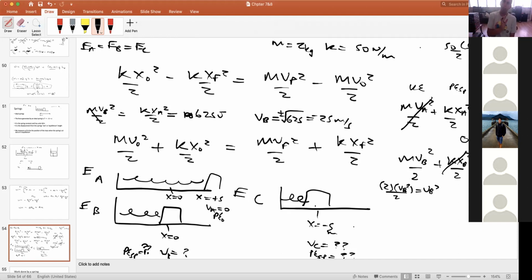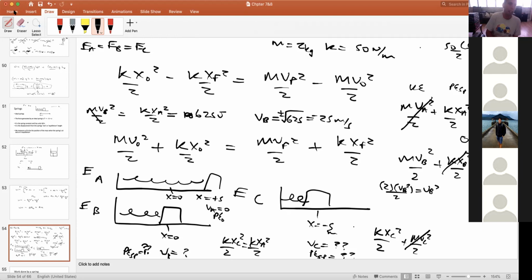At C, it's fully compressed again, and v is 0. Whatever you pulled it out to, all the potential energy is going to be stored here. So k xC squared over 2 plus m vC squared over 2 has to equal the energy at A, but we know that it comes to rest. Where does it come to rest? Well, when k xC squared over 2 is equal to k xA squared over 2, k over 2 cancels and you get xC squared is equal to xA squared. Take the square root of both sides. You get that xA is equal to minus xC.